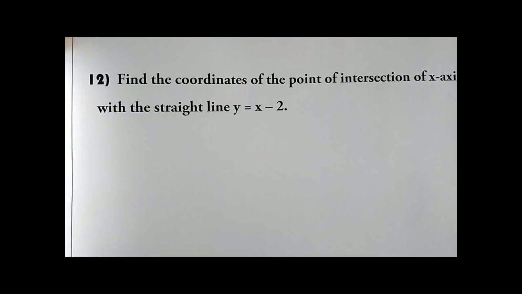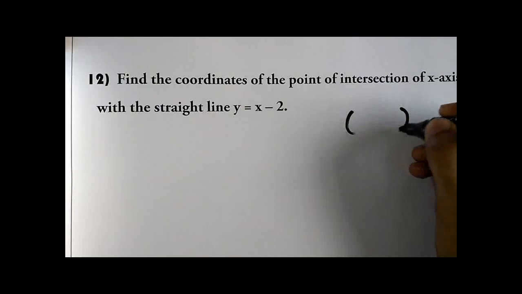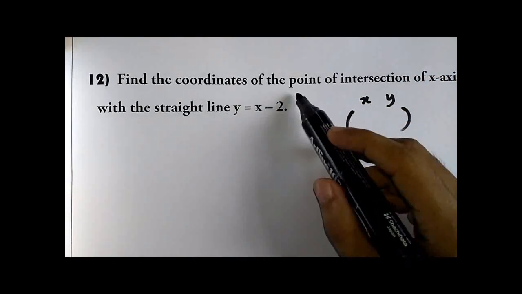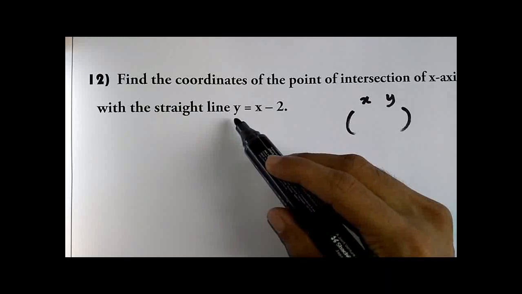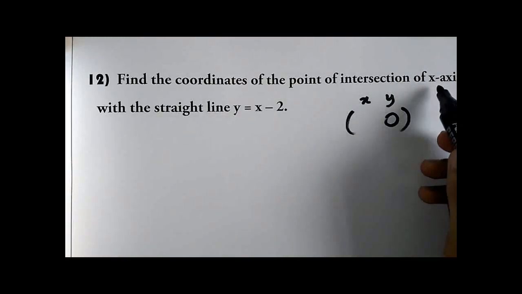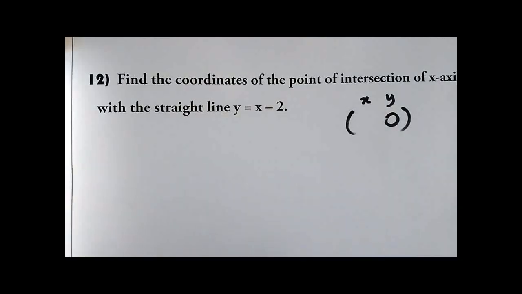Okay, so here they are asking to find the coordinates of the point. Coordinates of the point. Okay, right. So we have to find out the x value as well as the y value. The coordinates of the point of intersection of x-axis. If it intersects x-axis, then definitely the value of y should be 0. Then if it intersects y-axis, then the value of x should be 0.